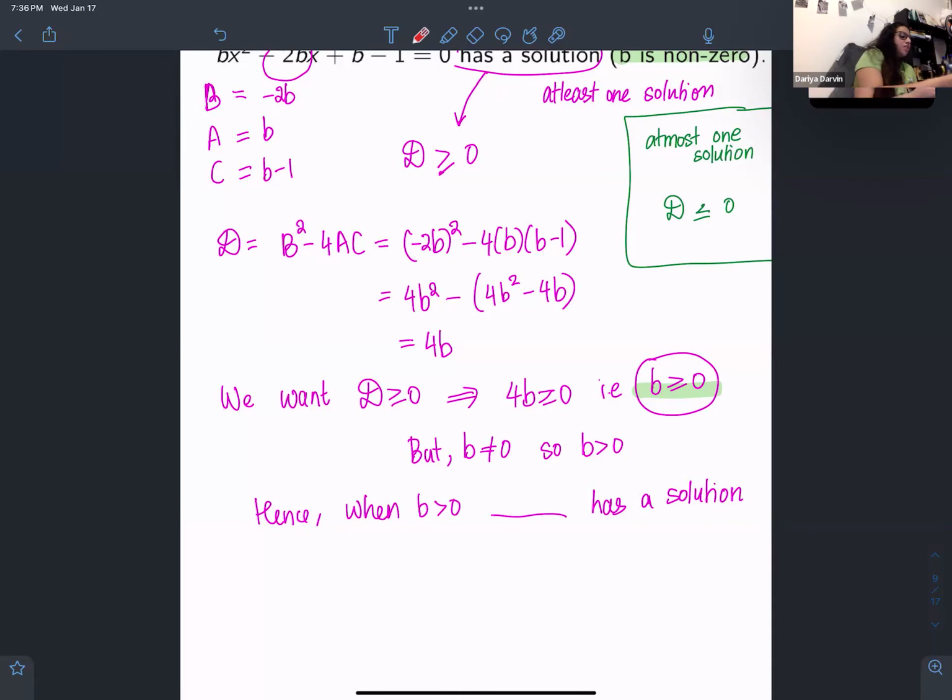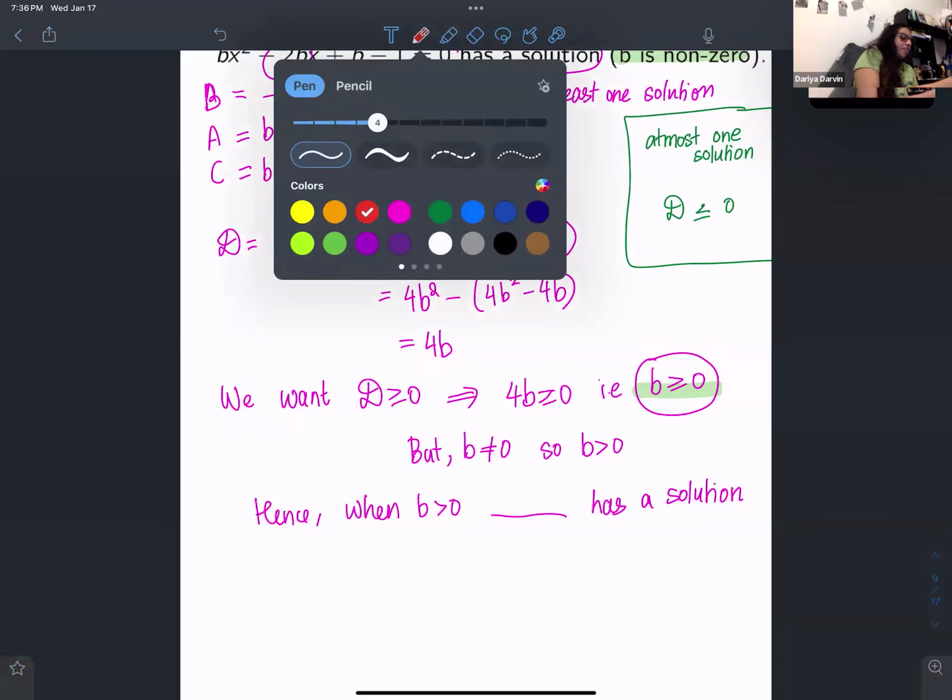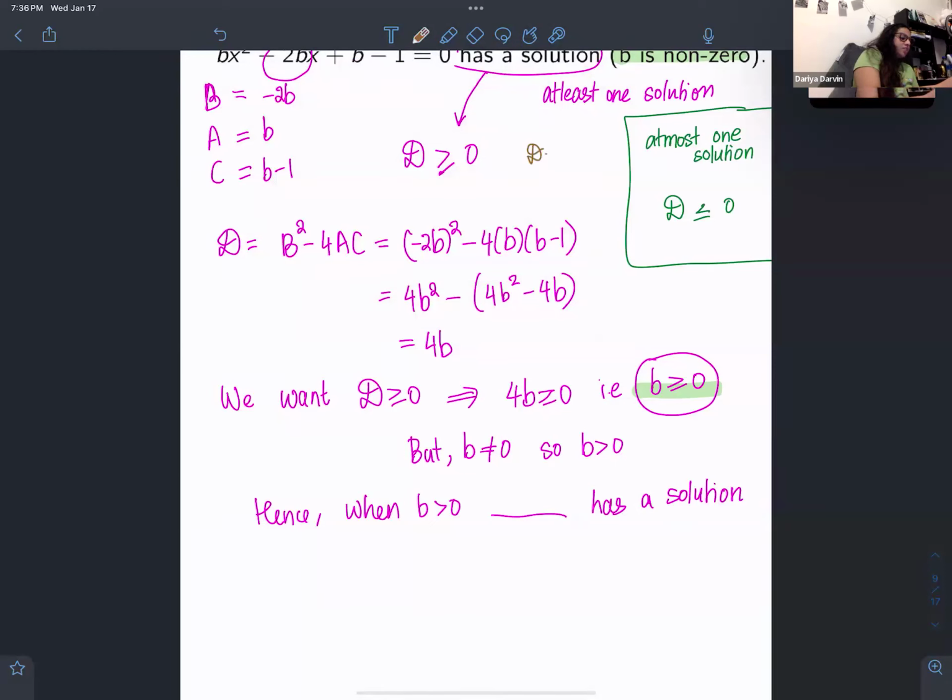Exactly, no. Let's say we have to find exactly one solution, that means d equals 0. So this has to equal 0, which means b equals 0. But this is not possible. So this equation cannot have exactly one solution. Okay, that has nothing to do with this question. That was just an additional question I asked.